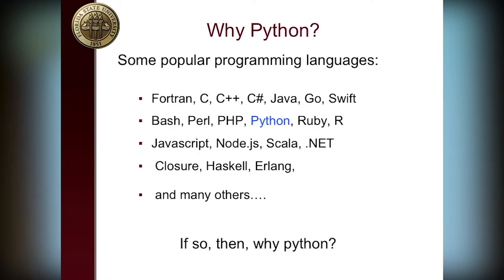So why Python? So here is a list of some popular programming languages. For example, Fortran, C, C++, C#, Java, Golang, Swift. Pretty popular. If you are a scripting person, you see Bash, Perl, PHP, Python, Ruby, and R. R in particular for data science people, okay? And if you are a web programmer, you know JavaScript, Node.js, Scala, .NET. That's for Windows Server. And Clojure, Haskell, Erlang, they are for the functional programming languages, okay?